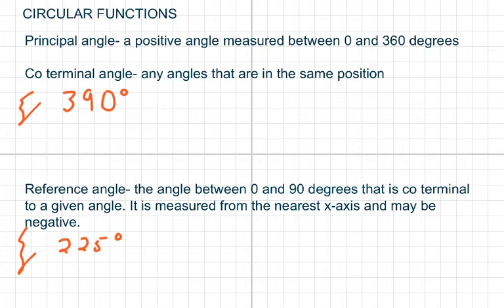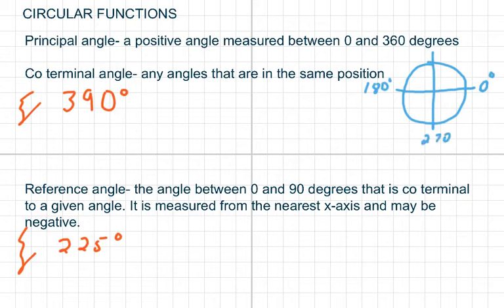I'm going to really quickly draw a circle here so you can see what I'm talking about. So here's our unit circle where all our angles are measured. This is just a refresher from grade 11. Here's 0 degrees, here's 180 degrees, here's 270 degrees, and here's 90 degrees.